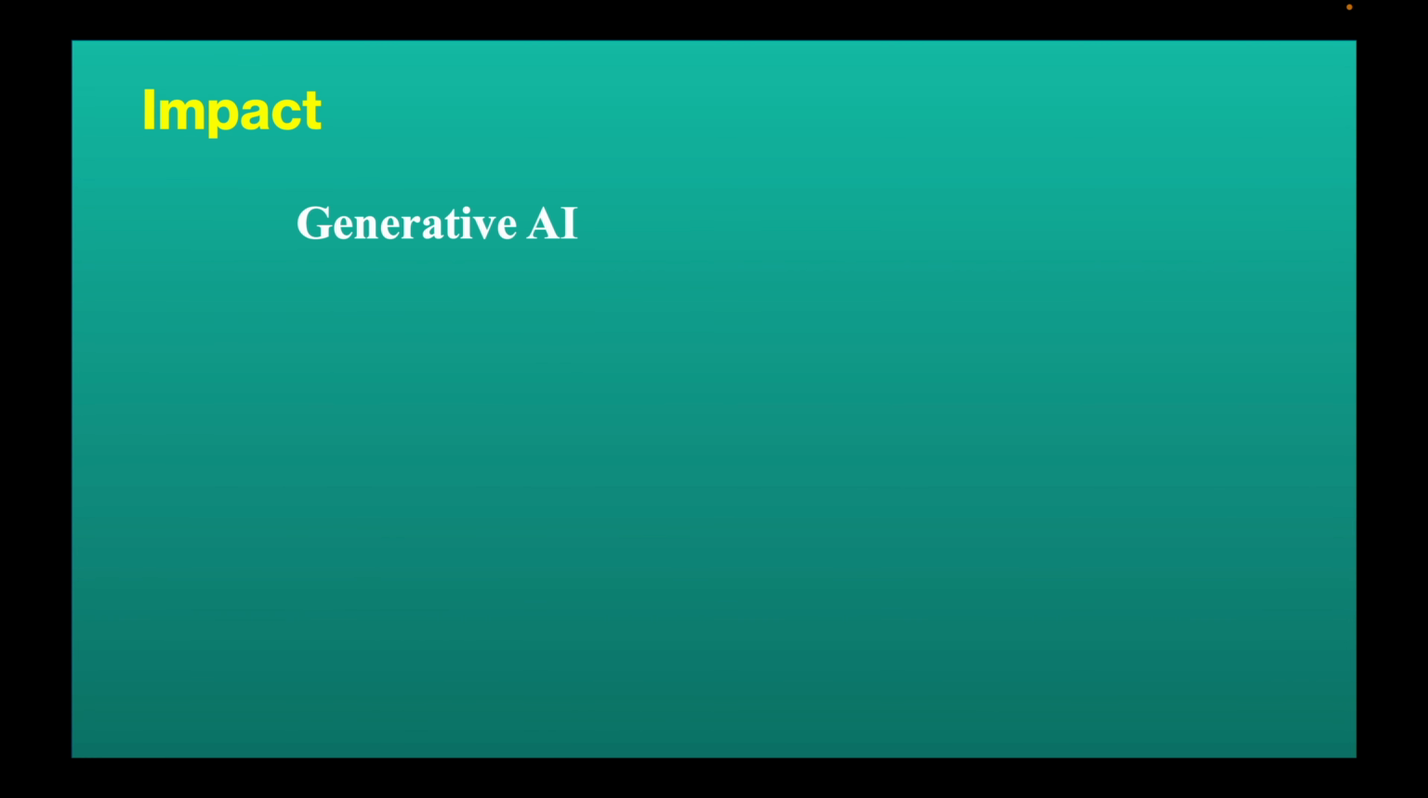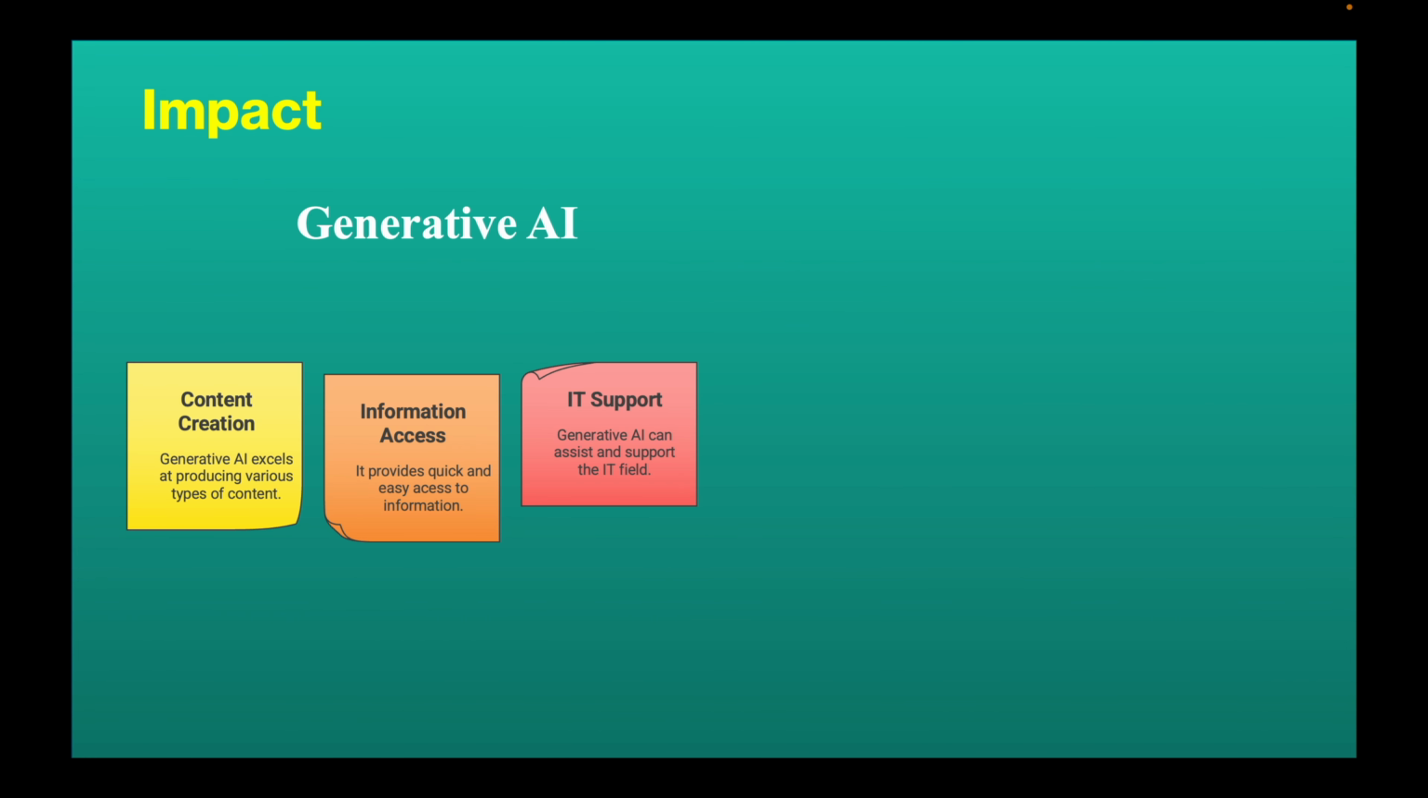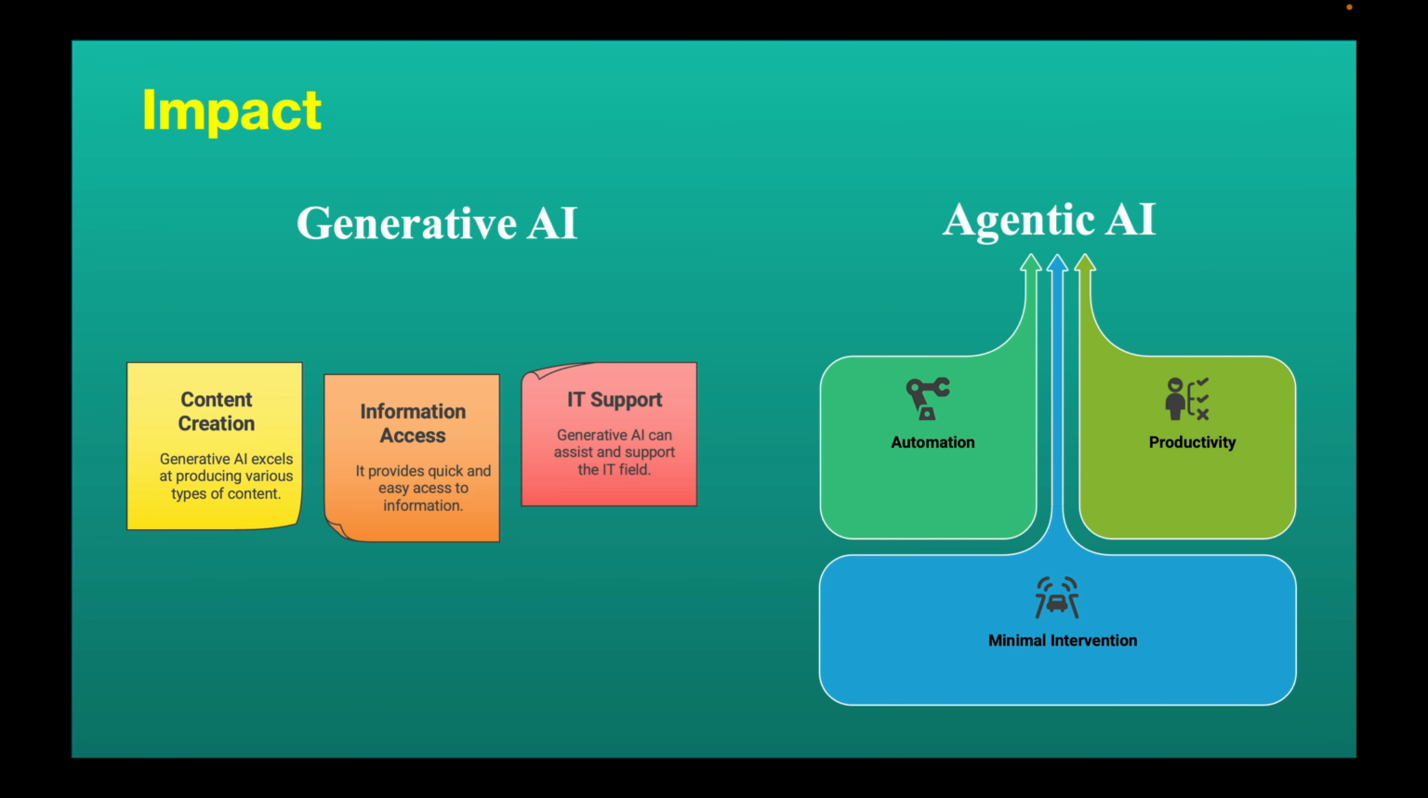Impact. The impact of generative AI is that it is great for content creation, information accessing, and it supports the information technology field. Whereas the impact of an agentic AI is that it is great for automation and it increases productivity by minimizing human intervention.